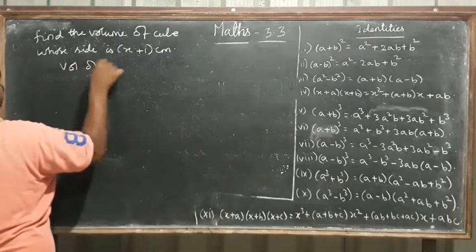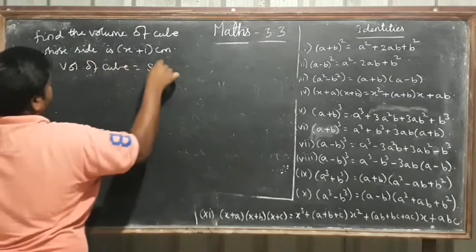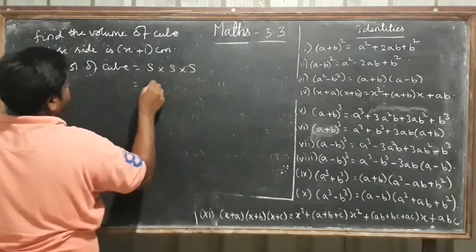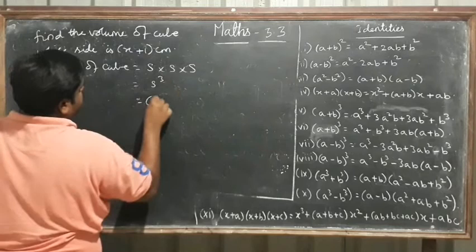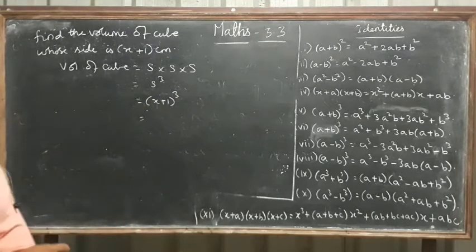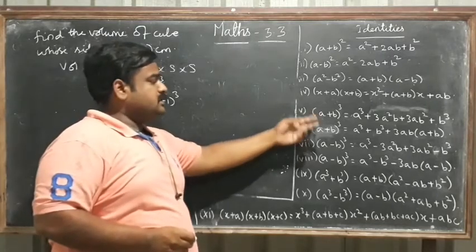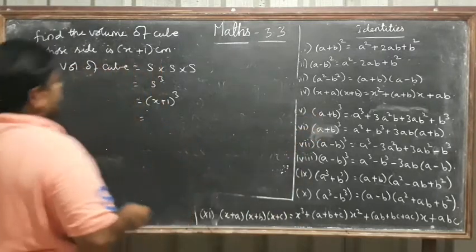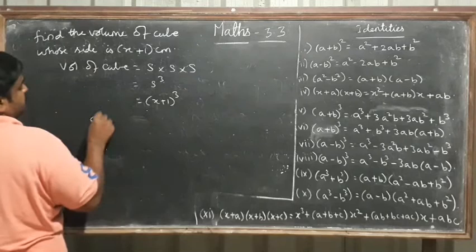Volume of cube equal to side into side into side, which is equal to side cube, which is equal to x plus 1 the whole cube. This is exactly in the form of what? A plus b the whole cube formula. Clear? You can apply this or this, that's your wish. Let me take the first formula. What is the formula for a plus b the whole cube?